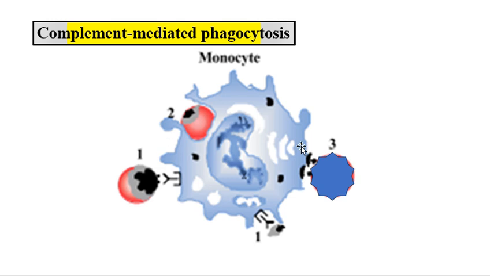This is clear here actually. These are complement receptors, and here is the virus opsonized with C3b bound to the monocyte. So now the monocyte can phagocytose the virus in this way.